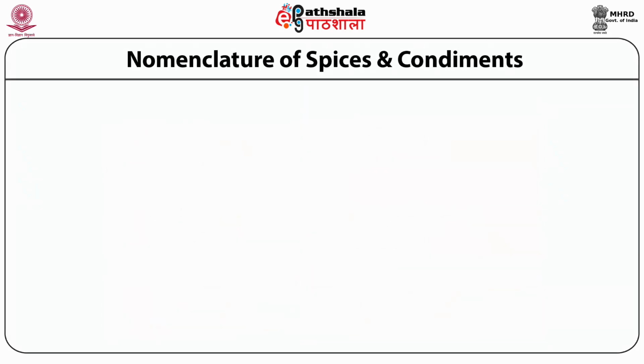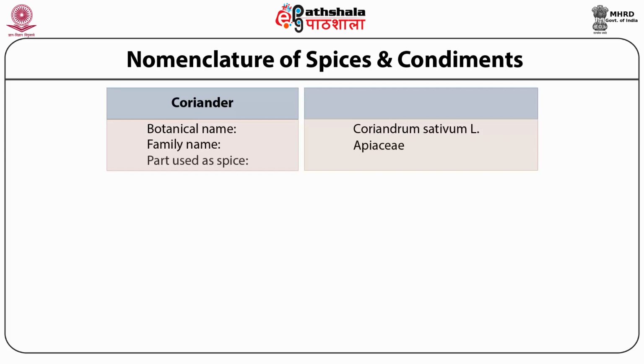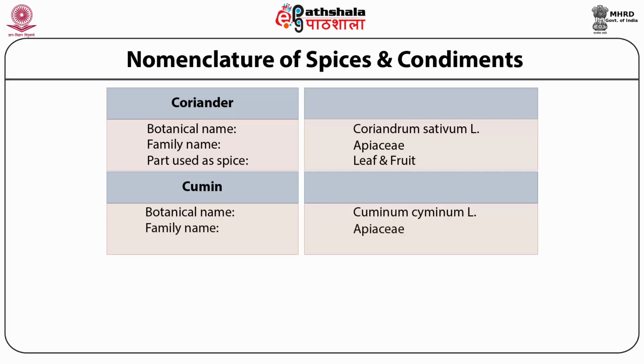Coriander, cumin, and fennel belong to the same family Apiaceae, and the part consumed as spice is generally fruit, while the leaf of coriander is also used as spice. Coriander, botanically called Coriandrum sativum, belonging to the family Apiaceae, has leaf and fruit used as spice. Cumin, botanically called Cuminum cyminum, belonging to family Apiaceae, the part used as spice is fruit.